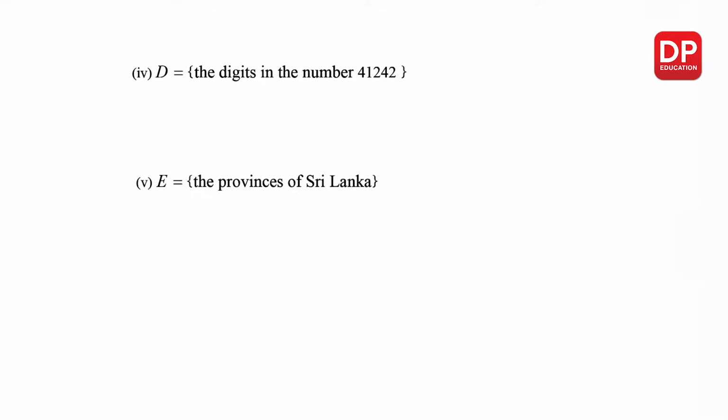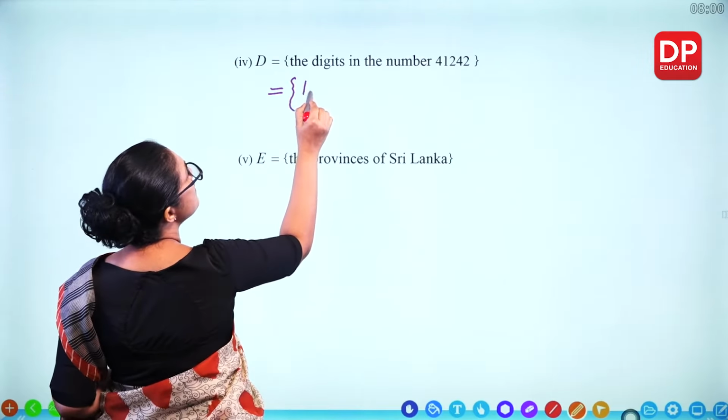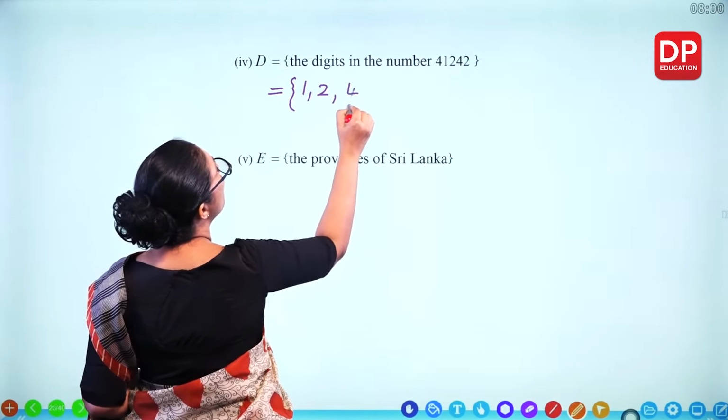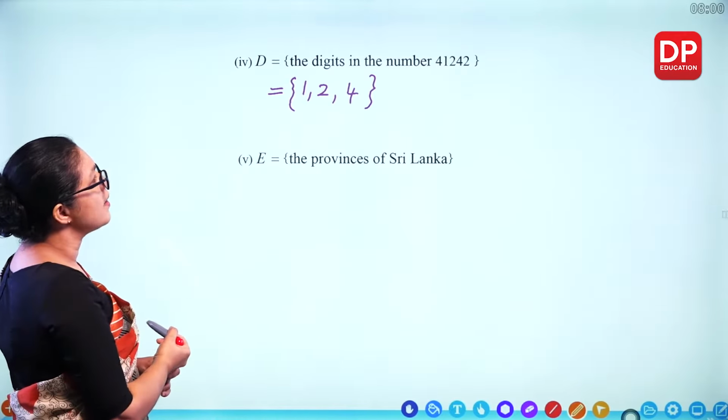The digits in the number 41242. So what are the digits? 1 is there, 2, 4. That's all. You can't repeat 1 or 2.